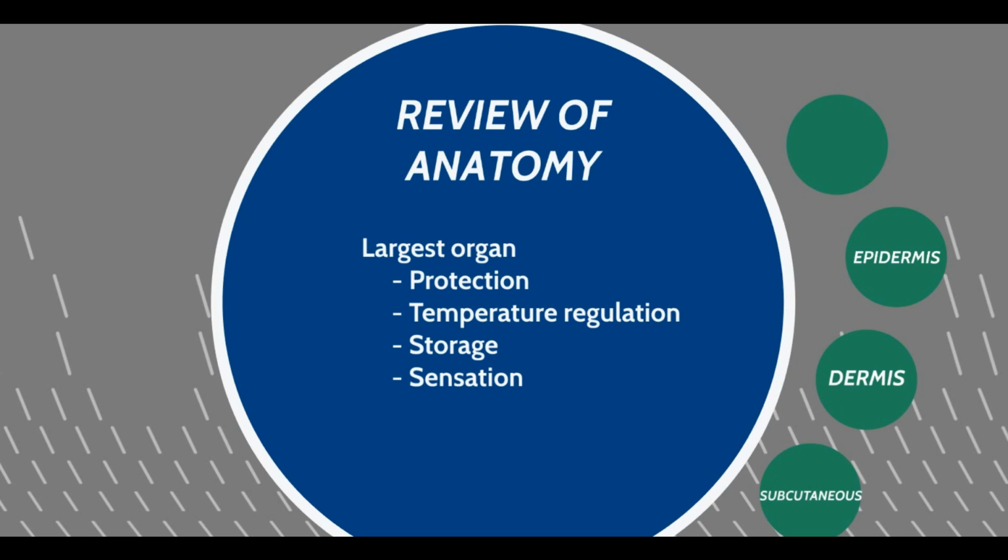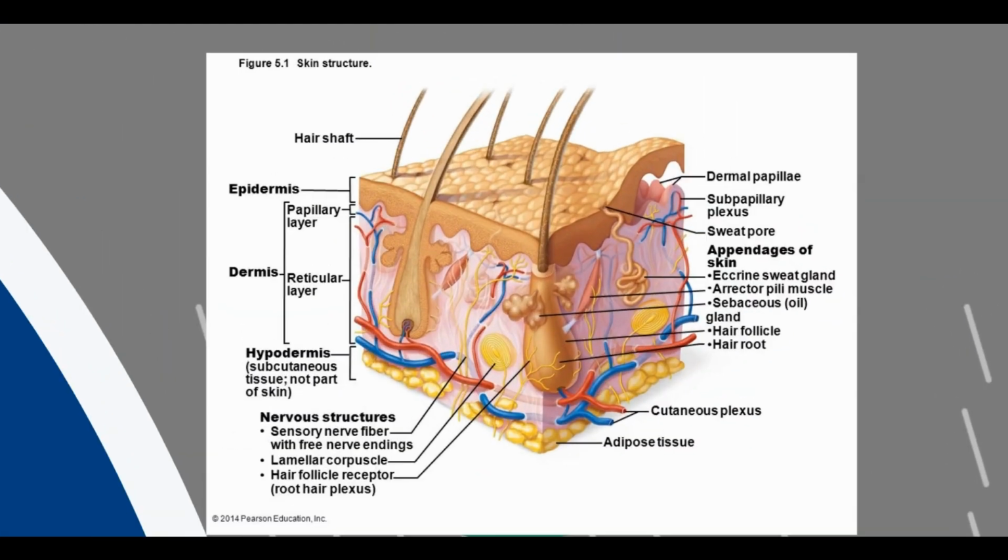So, review of anatomy. Your cutaneous system is the largest organ of your body, and it functions to protect you from antigens and pathogens. It also functions to assist you with temperature regulation via sweating and things of that nature. Also, storage of things such as keratin and melanocytes and a lot of other things. And it also takes part in sensation with our afferent nerves. So let's go ahead and dive right in.